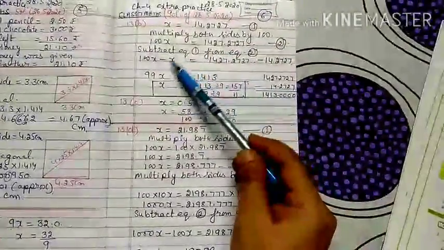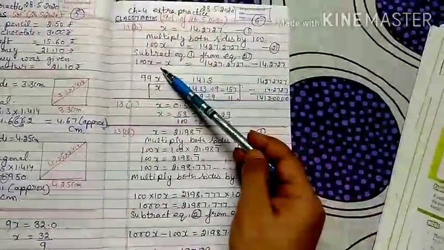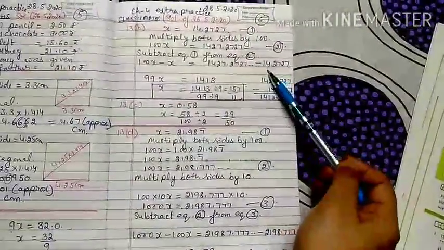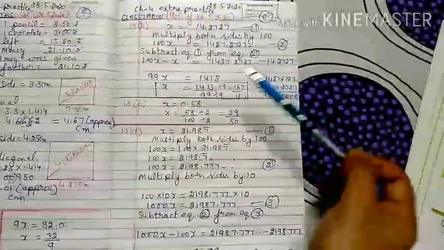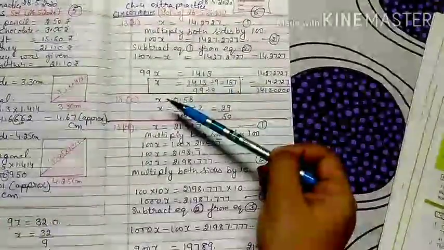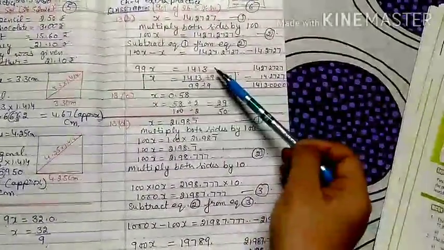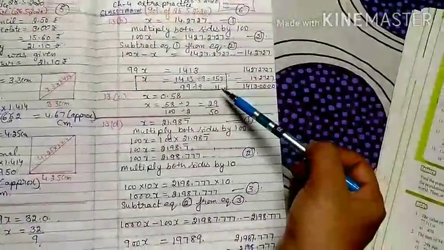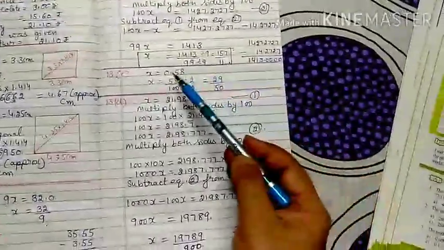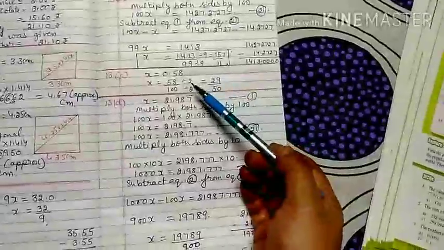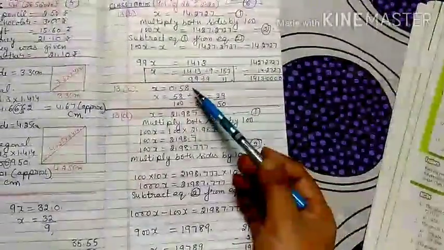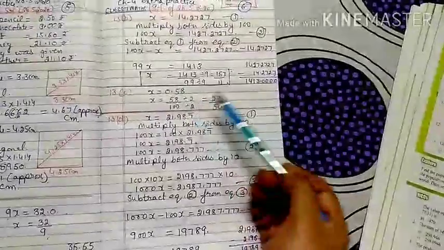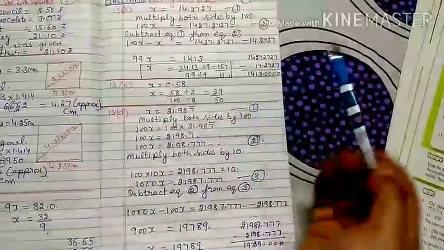So now you subtract left with left, right with right. 100x minus x, 1427.2727 minus 14.2727. After subtraction it gives 1413. Now dividing by 99, the HCF is 9 and my lowest form is 157 by 11. Next is 0.58. In this no recurring number is there, so you can directly remove the decimal. 58 by 100, the HCF is 2 and my lowest form is 29 by 50.